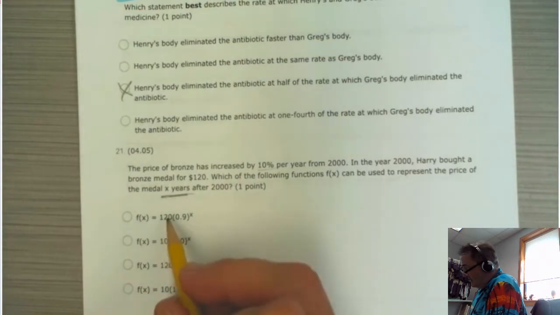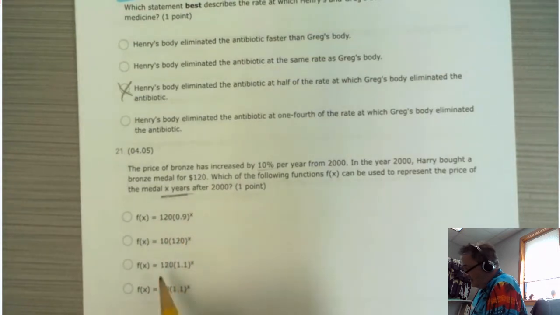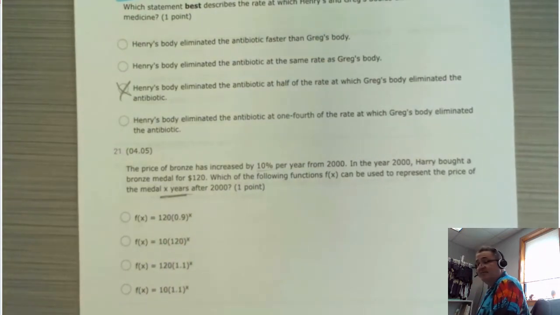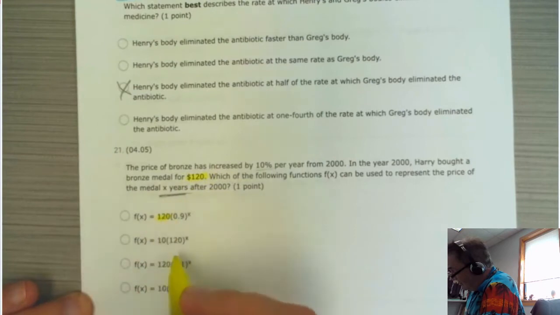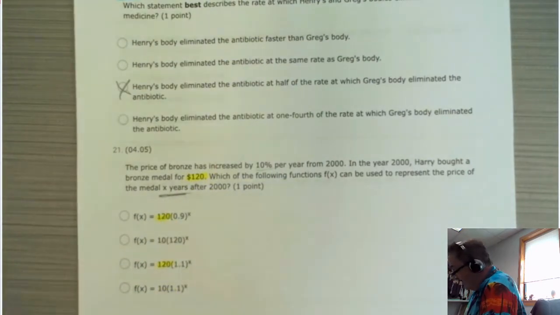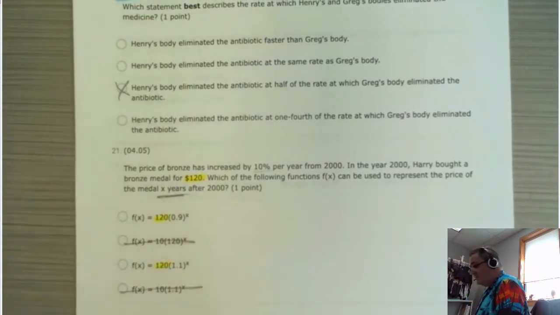All right, so we can either have 120 or 10 as our initial value. What was the initial value? How much was it when he got it? 120, so it has to be 120, which means immediately we can eliminate 2 choices. Oh, I like it when we can do that.